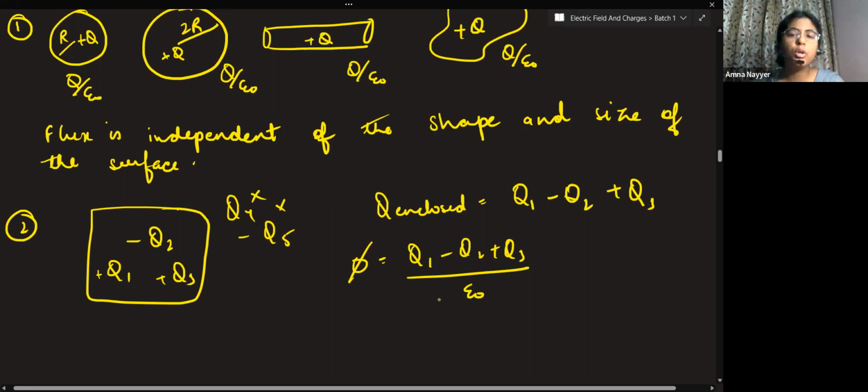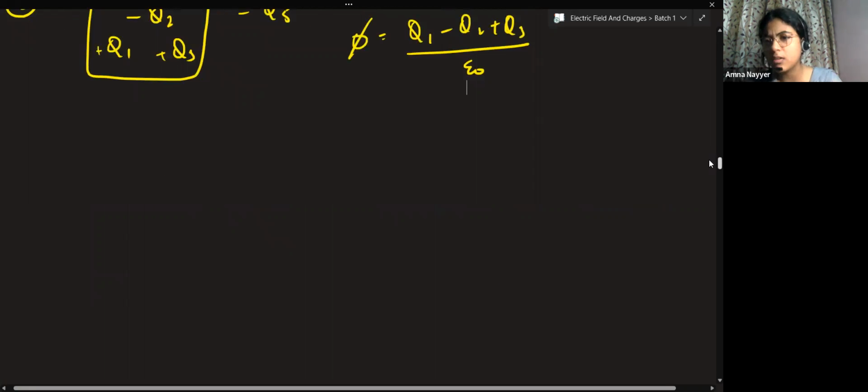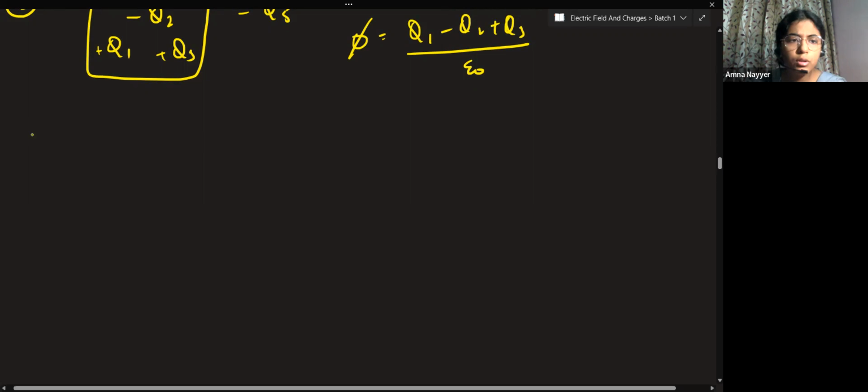And also, as I've told you, electric flux is a scalar quantity. It means it has no direction itself. So how do you consider if it's a positive flux or if it's a negative flux? Because you are not able to calculate the direction since it's a scalar quantity. So remember, if you have a system, let's say this is a system, plus Q is the charge.